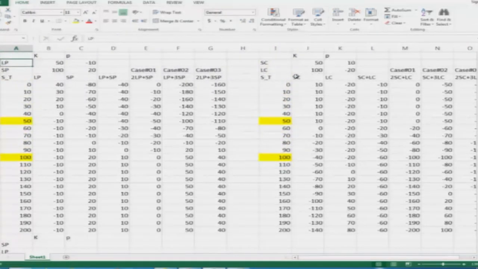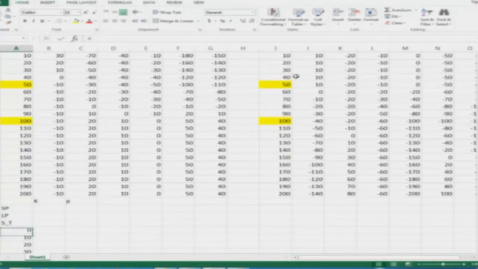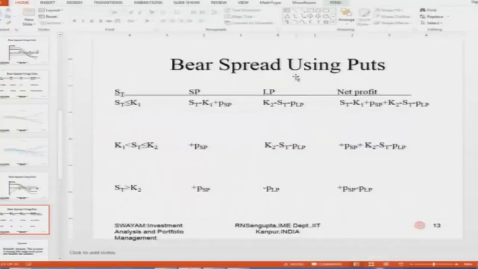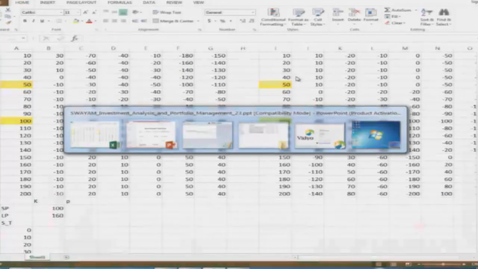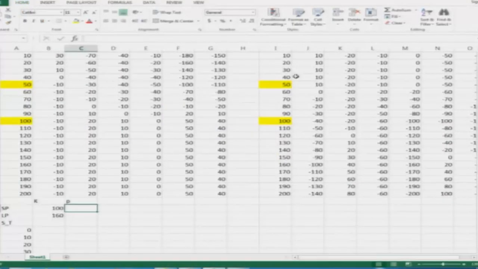And as I have considered the prices, for the short put, the strike price I'll consider as 100, and this long one I'll consider as, say, for example, 160. Let us consider the price of the short. We'll consider we are selling, so obviously you're getting some money, so it will be positive. So I'll consider a price of say, for example, 60.